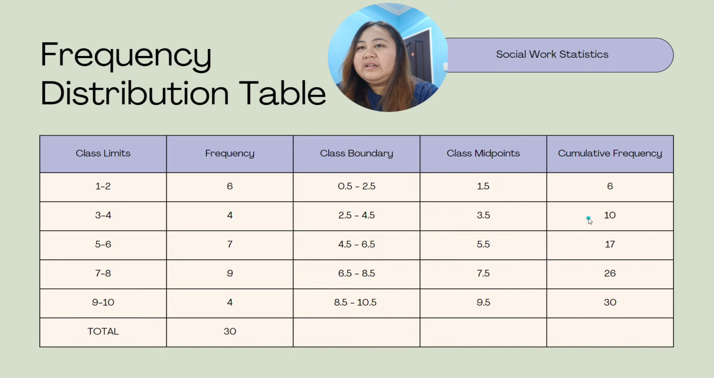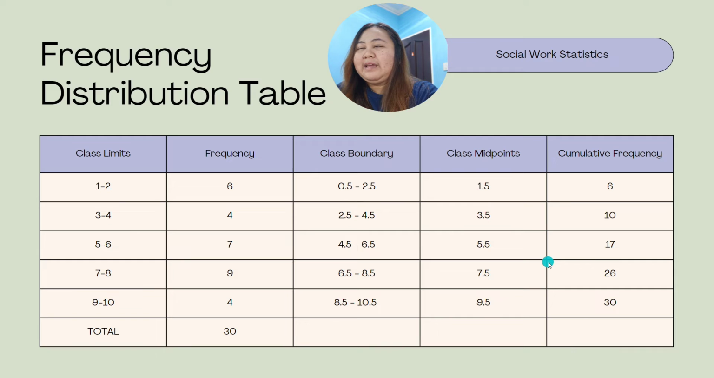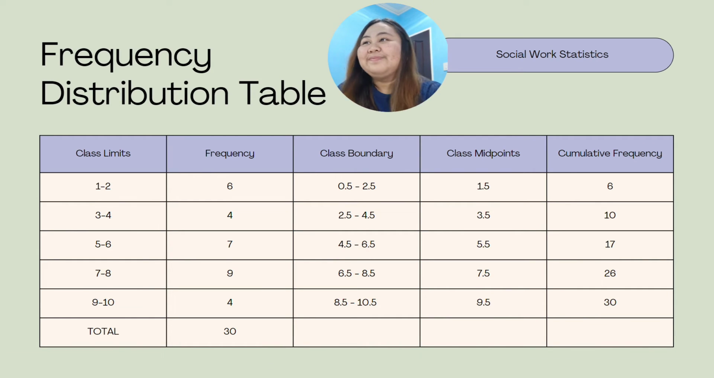And you will apply this to the rest of the data. Like as we start, 6 plus 4 is equals to 10. 10 plus 7 is equal to 17. 17 plus 9 is equals to 26. 26 plus 4 is equals to 30. So that will be all for this frequency distribution table. And this is the result.